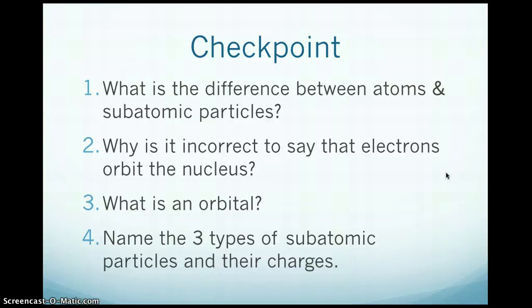All right, so let's do this checkpoint. You're supposed to answer these questions in your notebook. So just write checkpoint and then number it 1, 2, 3, 4 down the side of the page and answer these 4 questions. What is the difference between atoms and subatomic particles? Why is it incorrect to say that electrons orbit the nucleus? 3. What is an orbital? And 4. Just name the 3 types of subatomic particles and their charges. Take a few minutes to do that. You can just pause the video.